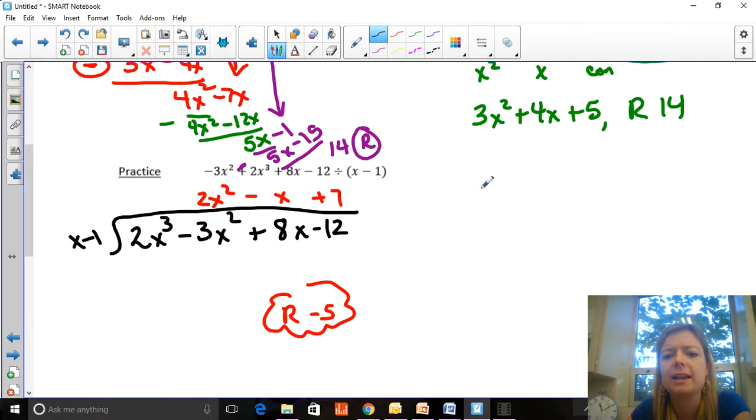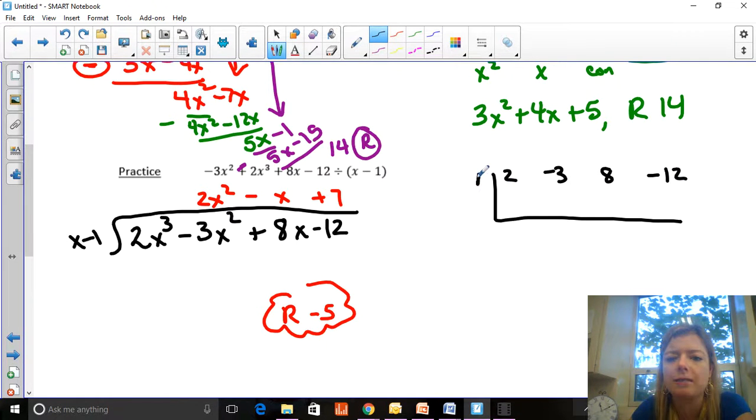So when you're setting this up, make sure you're putting it in the right order. So you're getting 2, negative 3, 8, negative 12, and that you're putting a positive 1 here. Try it. So make sure that on the bottom here, you should get 2, negative 1, 7, and negative 5, okay, to match up to what you got here.